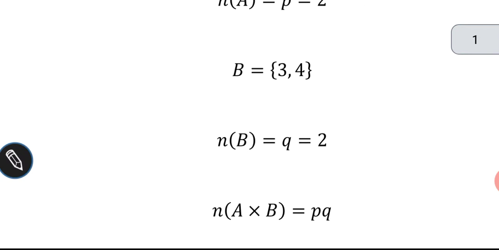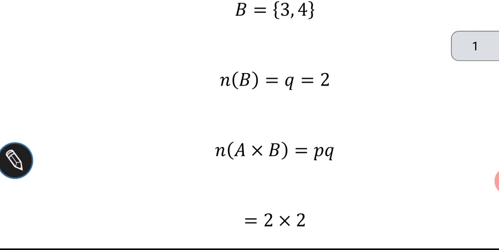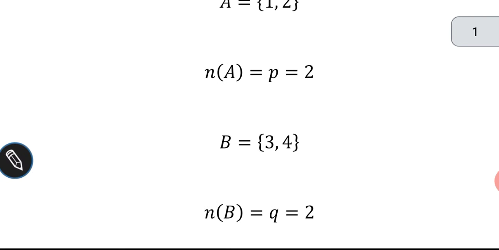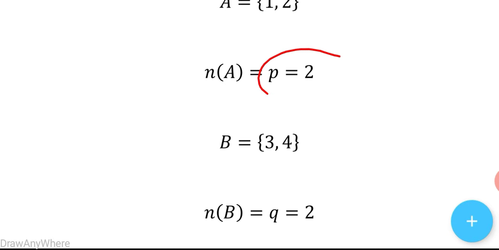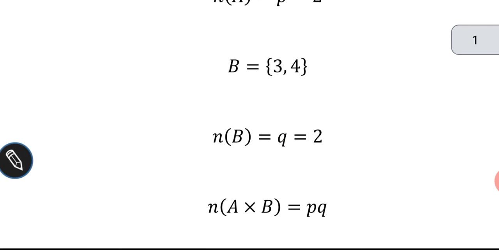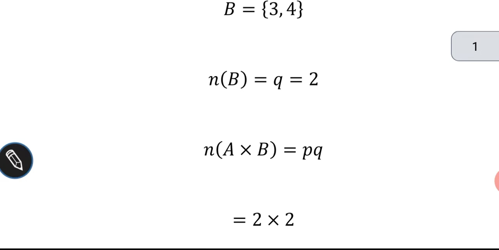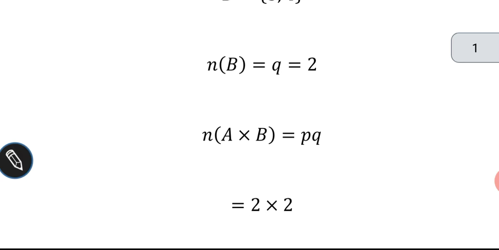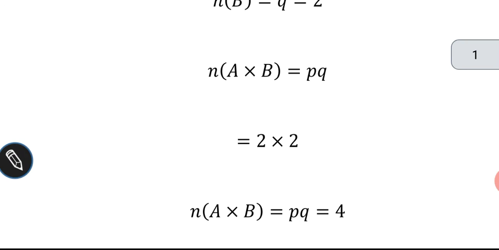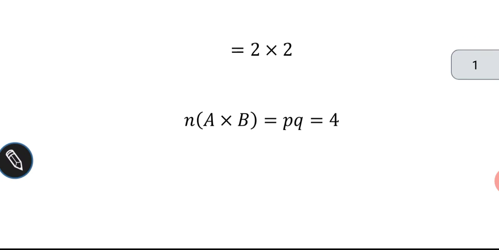So n(A×B) = p × q. The formula for n(A×B) is p times q. The value of p is 2 and the value of q is 2. So n(A×B) = 2 × 2 = 4. So n(A×B) = pq = 4.